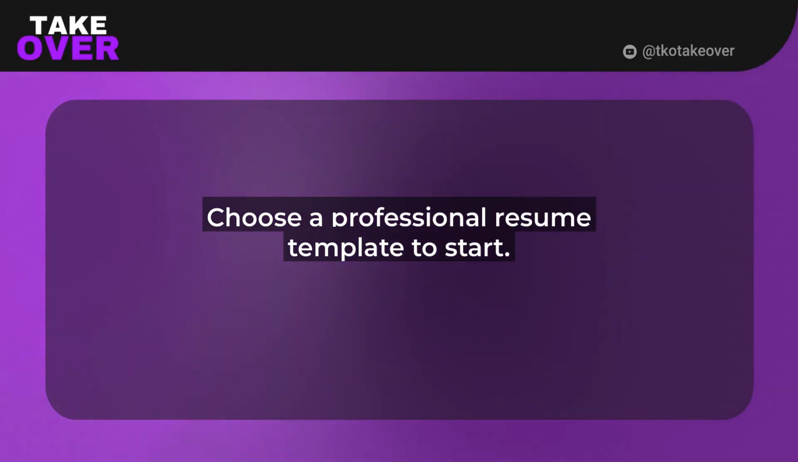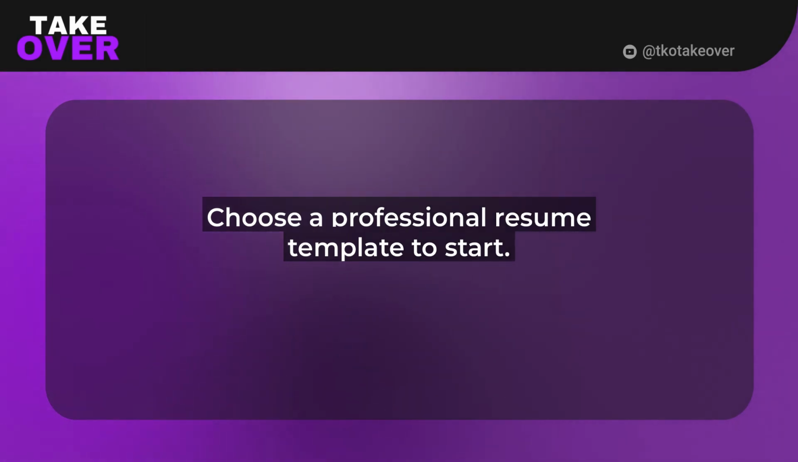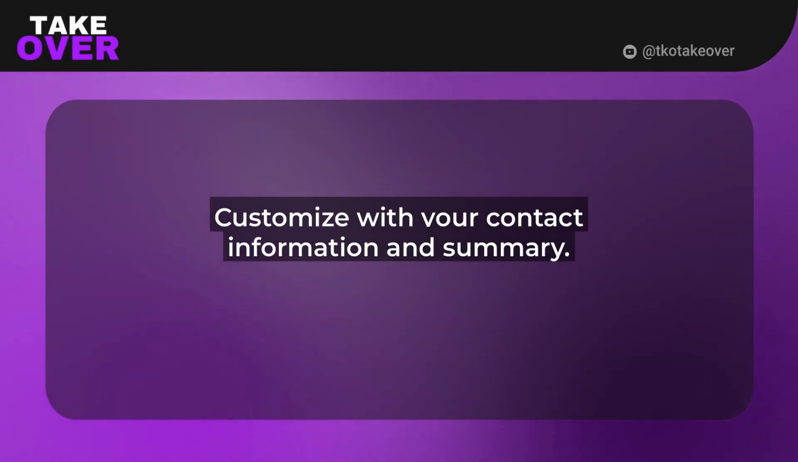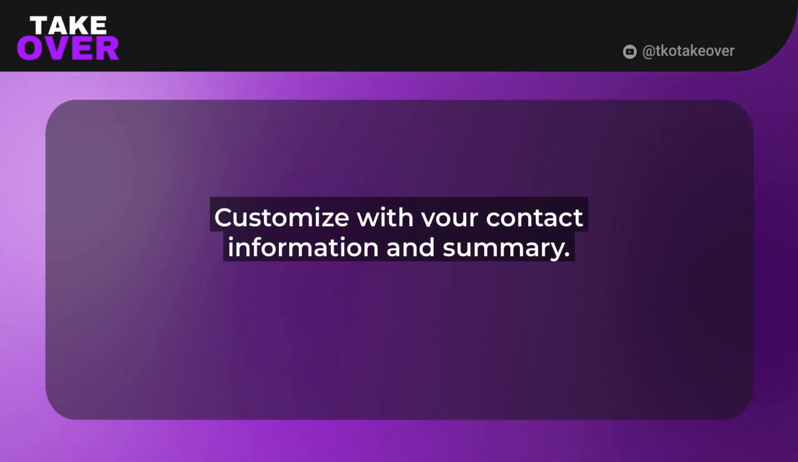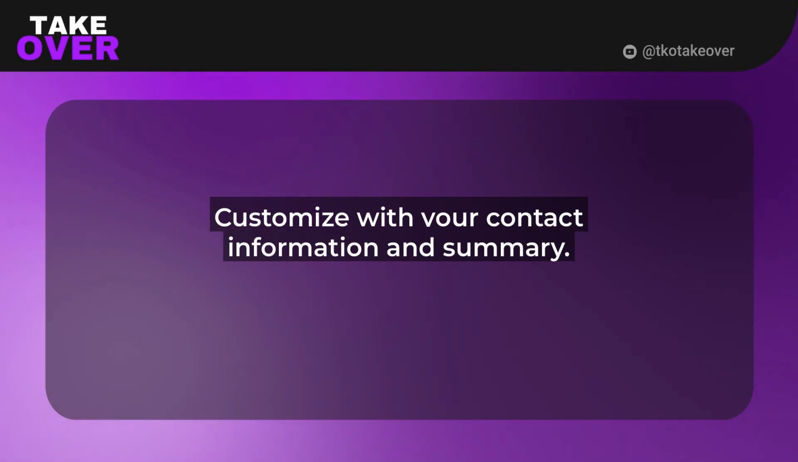Now, it's time to customize. Start by replacing the placeholder text with your personal details. Begin with your contact information at the top: full name, phone number, email, and LinkedIn profile if you have one. Next, add a professional summary section. This is a short paragraph highlighting your key skills and career goals. Keep it concise, around 3 to 5 sentences.